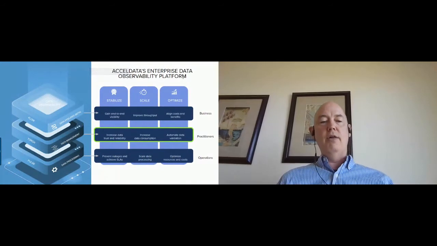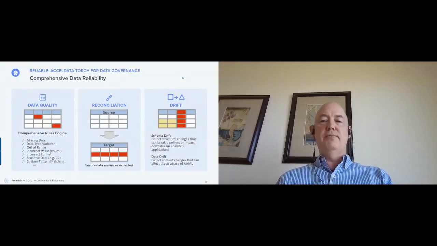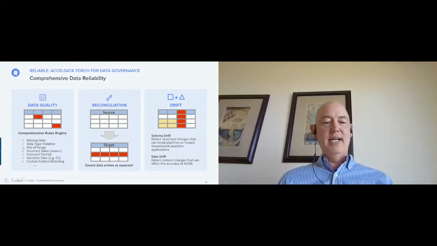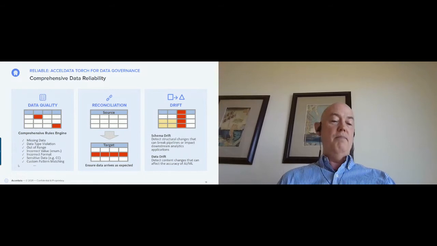So let me pivot here and touch a little bit on the capabilities to improve data management. So first off, there's the notion of data reliability. When it comes to data reliability, it includes what I would call some of the classic data quality challenges: missing data, data out of range, or incorrect format, etc. And we provide capabilities out of the box for all of those things. We can go beyond by allowing you to define your own custom patterns, your own business rules, etc., to really address your specific requirements.